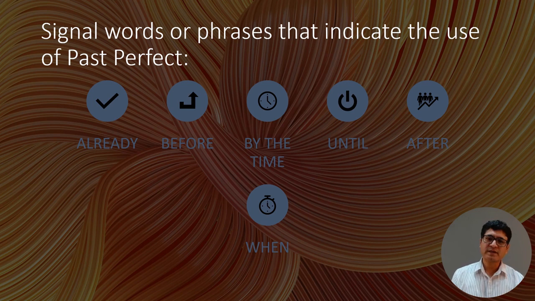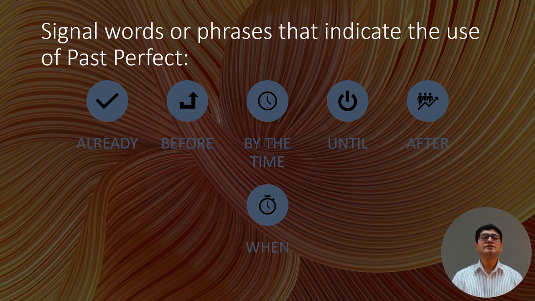Let's now look at the words which are called signal words, and they indicate the use of past perfect. For example, already, before, by the time, until, after, when. These are all time expressions which can be used to indicate past perfect. Now let's look at the examples of each one of them.